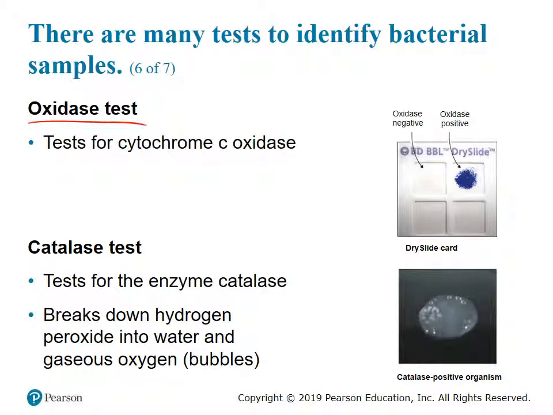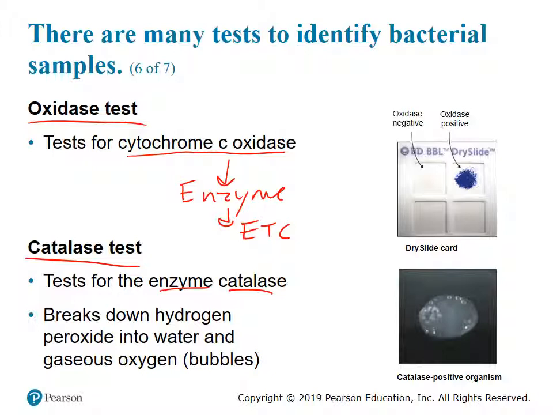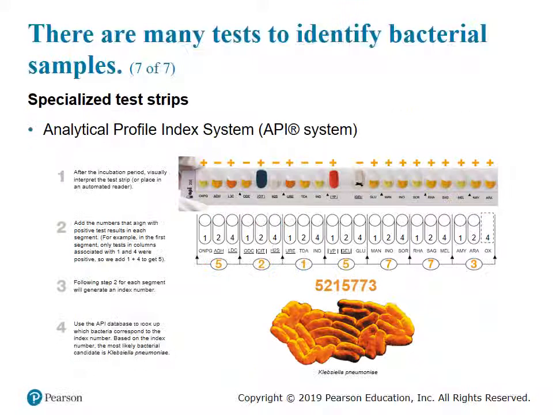Okay, an oxidase test tests for cytochrome C oxidase, which is an enzyme an organism uses for the electron transport chain, right? And the catalase test looks for the enzyme catalase, which breaks down a toxic substance called hydrogen peroxide, right? That's a normal side product of metabolism, toxic to the organism, so an organism that has an enzyme that breaks it down will show that there as well.